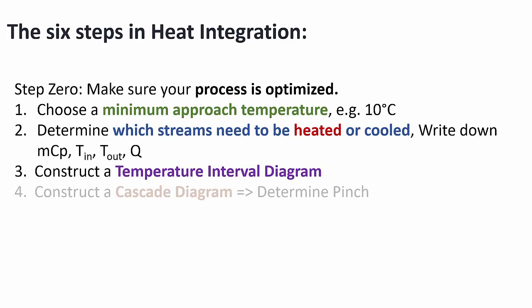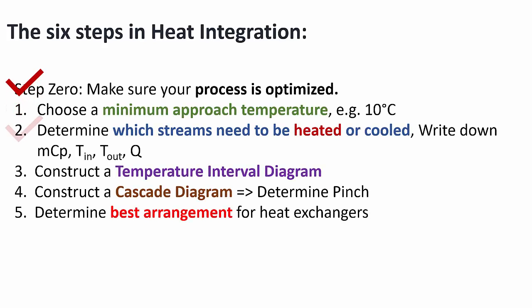Reviewing our 6 steps in heat integration, we've optimized our process. We chose a 10-degree minimum approach temperature. We've laid out our hot and cold streams, and we've constructed a temperature interval diagram. Our next step is to construct a cascade diagram, and this is to determine our pinch points.